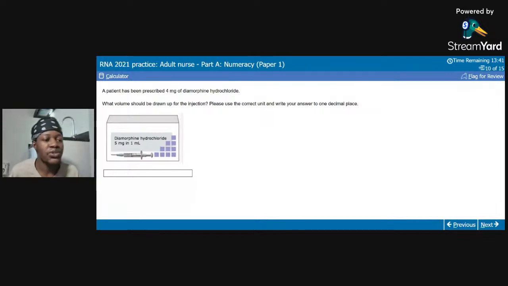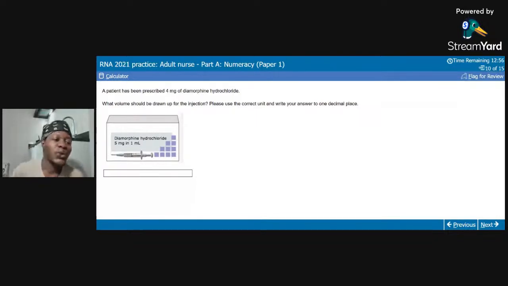Okay. A patient has been prescribed 4 milligram of diamorphine hydrochloride. I think diamorphine is mostly for painkillers and those kinds of end of life medication. So, what volume should be drawn up for the injection? Please use the correct unit and write your answer to one decimal place.